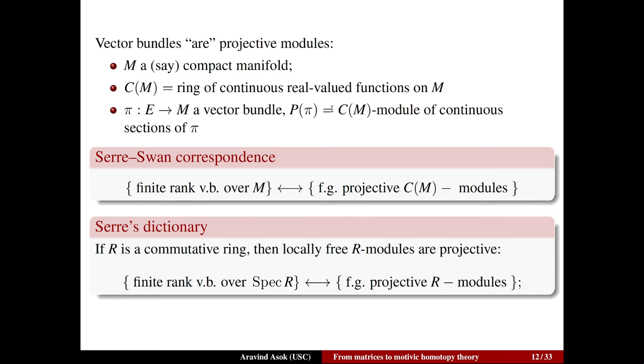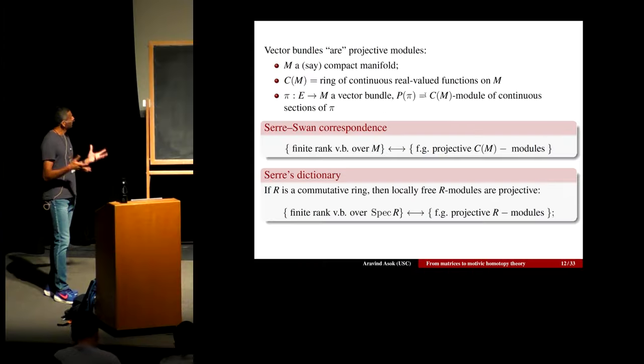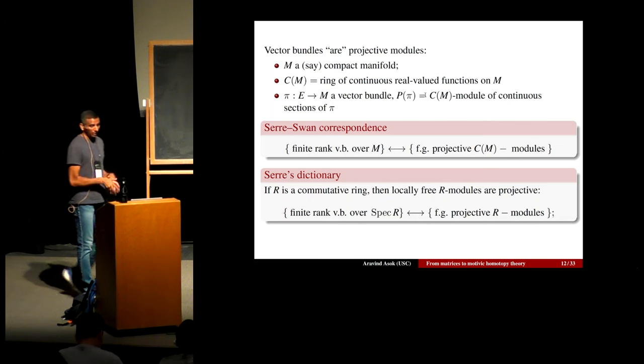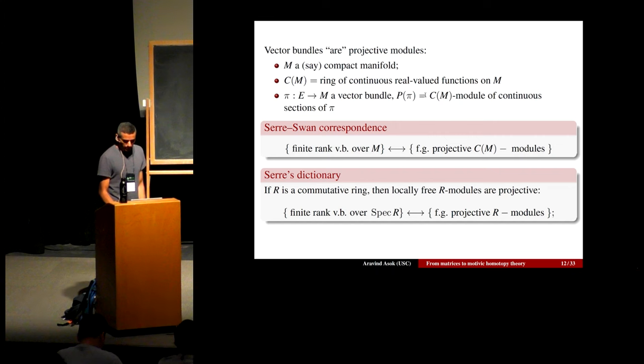All right, so this leads to what's sometimes called Serre's dictionary. If I have a commutative ring, then the modules that are locally free in the sense that I described before are projective, and in fact, finite rank vector bundles over spec R. Now, finite rank vector bundles, with respect to the Zariski topology, are exactly the same thing as finitely generated projective R modules.